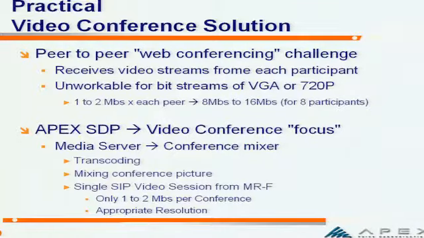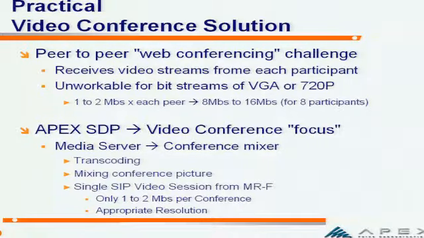In most of the web conferencing solutions that we see today, the challenge is that you're receiving a video stream from each participant in a peer-to-peer situation. So in essence, if you have, say, 8 peers talking at one point, you're going to need about 1 to 2 megabits per second per peer, which roughly will require 8 to 16 megabits of bandwidth, which makes it unworkable for bit stream rates of VGA or 720p resolution. Imagine a small office, 3 or 4 people participating in the same video conference, what a headache that would be.